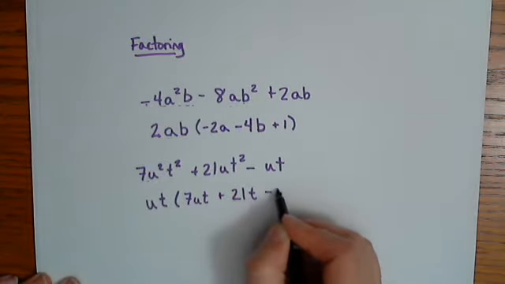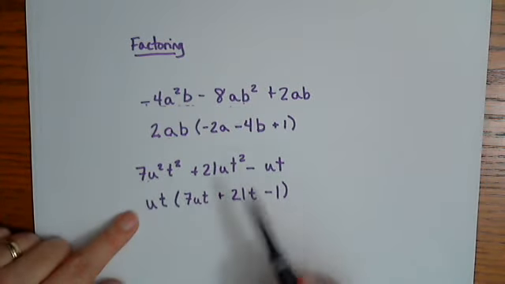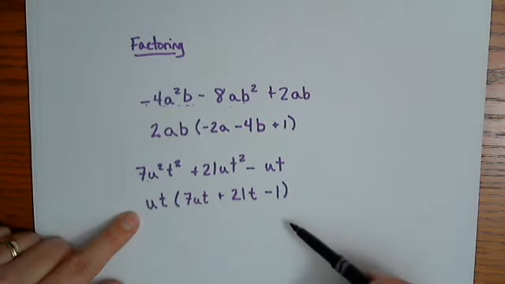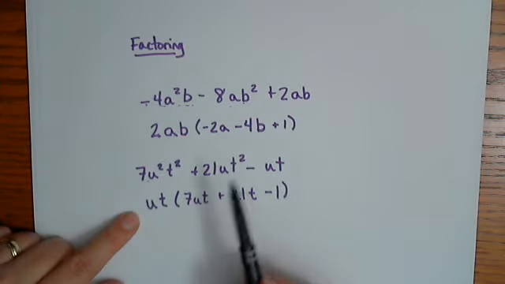When I take a ut out of here, I have 7ut plus 21t minus 1. And again, I have to check this to see if I get the same thing back. Now, I don't have to put my checking work in my notes or on my assignment to show that I've done it, but it's always a good idea just to run through it really quickly and make sure that you get the same thing.